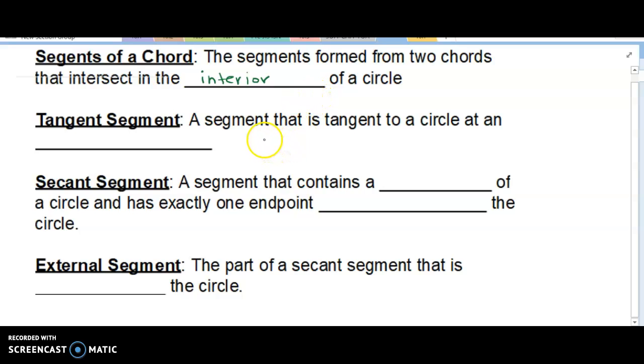Okay, and then a tangent segment is a segment that is tangent to a circle at an endpoint. And guys, I believe in your notes, right after these, there's a visual, a drawing of what each of these look like. So please do take note of that. A secant segment is a segment that contains a chord of a circle and has exactly one endpoint that is outside of the circle. And then, as you could probably guess, an external segment would be the part of a secant segment that is on the outside of the circle.